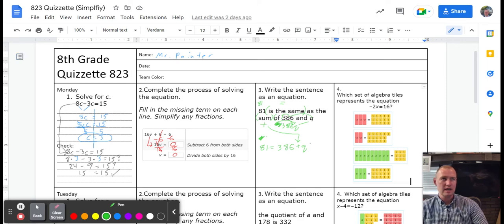So in this case, 81 equals 386 plus q will be our final answer. So again, just remember the terminology here. Not bad, but I thought it was pretty cool.